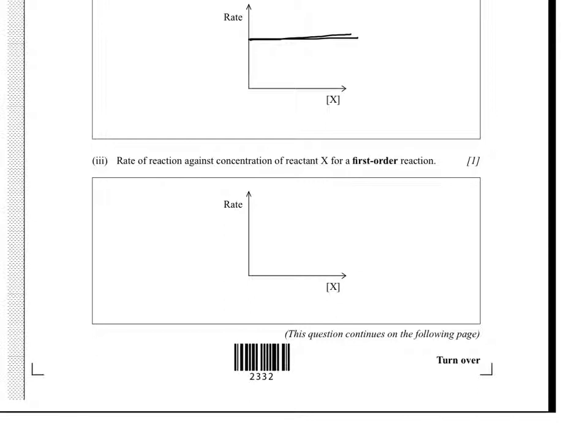The rate of reaction against the concentration of X for a first order. Remember the rate equation or the rate expression is rate is equal to k times the concentration of X. You should see that this is a linear relationship. It would look like that. Okay.